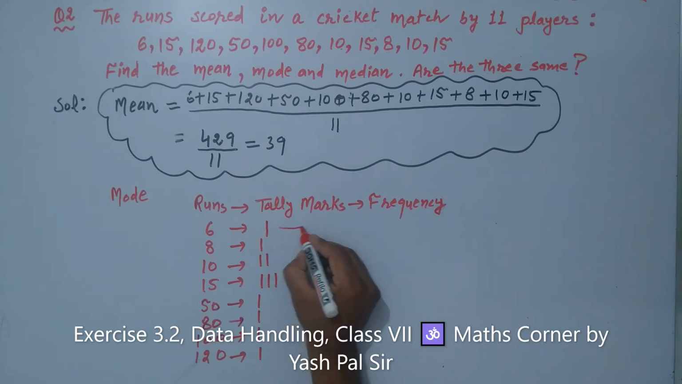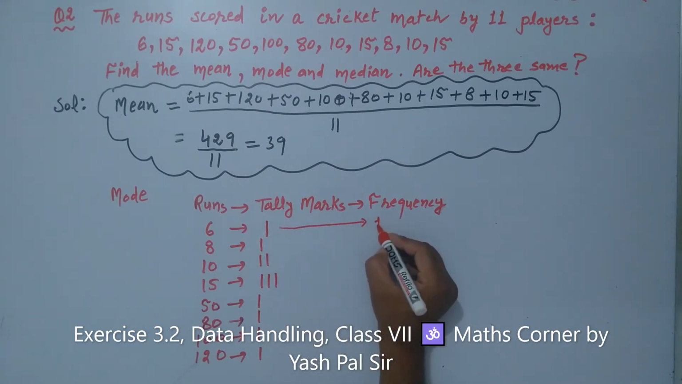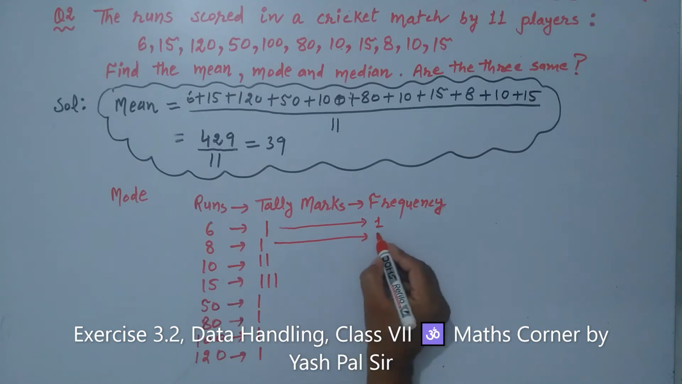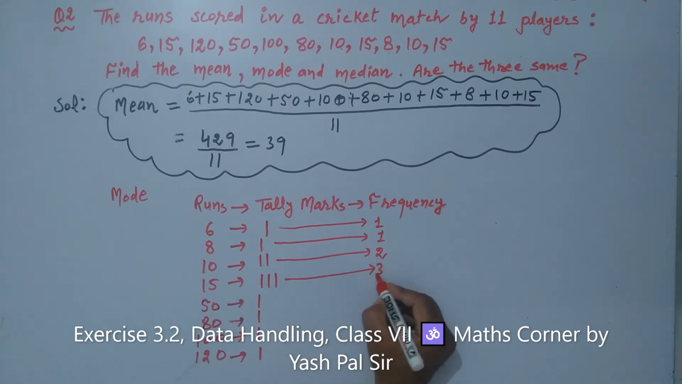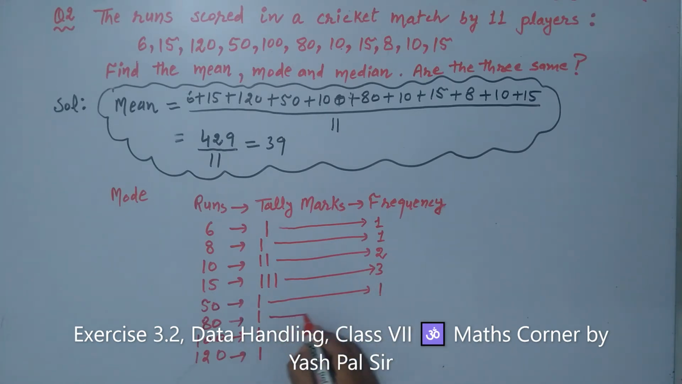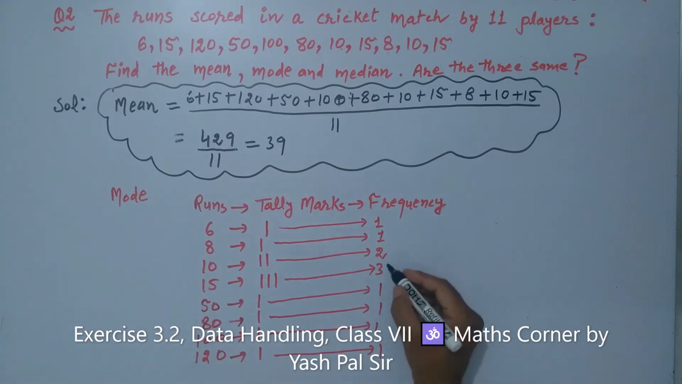So how many times is 6 repeating? One time. 8 is repeated one time. 10 is repeated two times. 15 is repeated three times. 50 is repeated one time. 80 is repeated one time. 100 repeated one time. 120 repeated one time. So what we see, which is the most frequently repeated observation? 3 is the largest frequency.